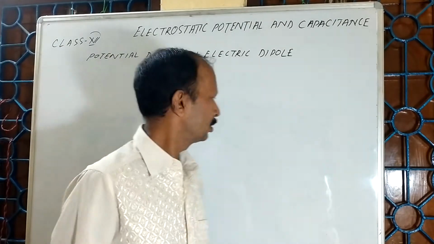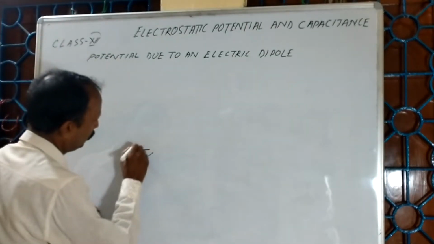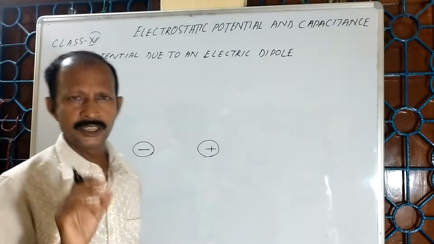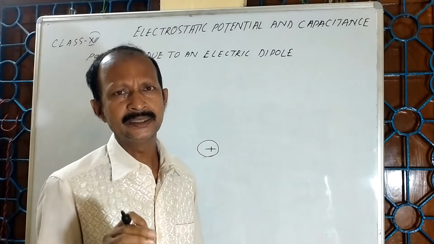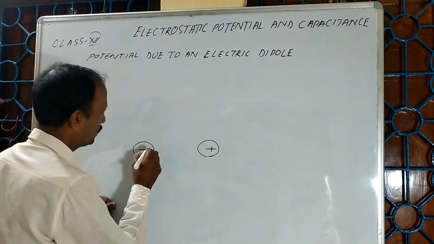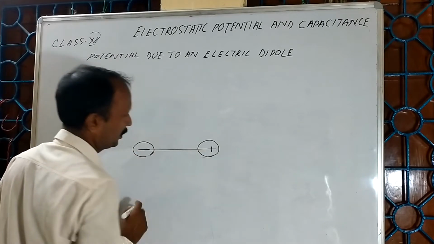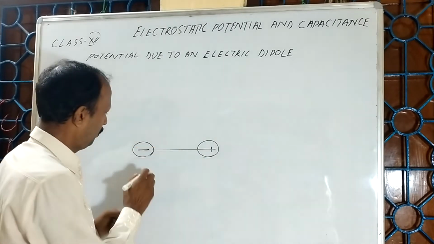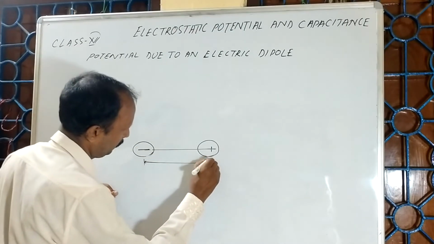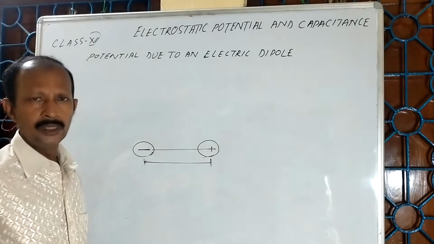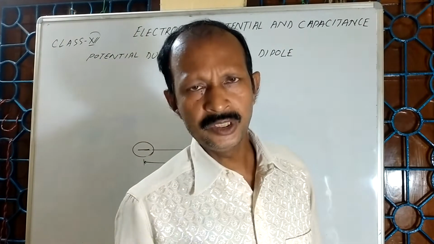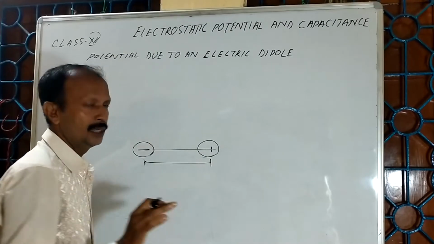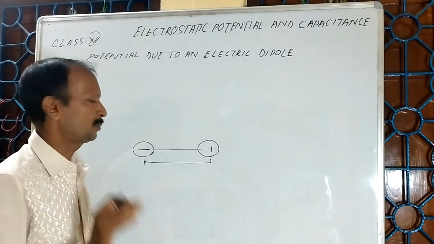So you know that a dipole is two equal and opposite charges separated by a finite distance. This is the distance between the negative charge and the positive charge. Okay. So, two equal and opposite charges separated by a finite distance. That one I called the dipole; I have already explained it in the previous video.